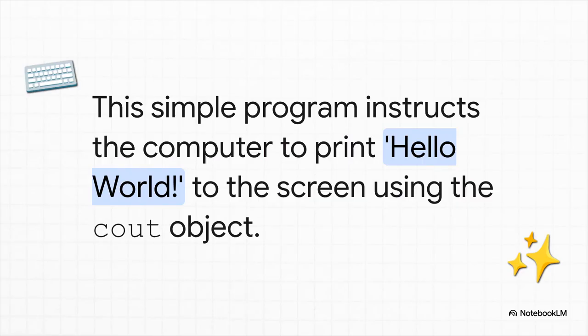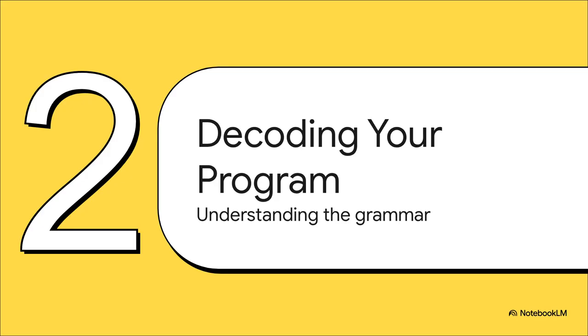Just 5 lines of code. Now, I know it might look like a totally foreign language right now, but trust me, every single symbol here has a purpose. Let's break down exactly what's going on. Okay, time to put on our detective hats. We're about to investigate the key ingredients of a C++ program to really understand how this whole thing works.